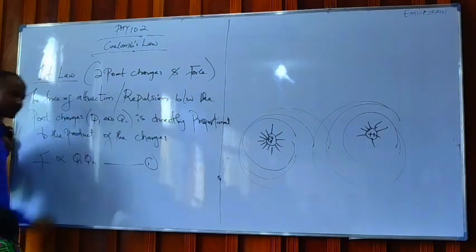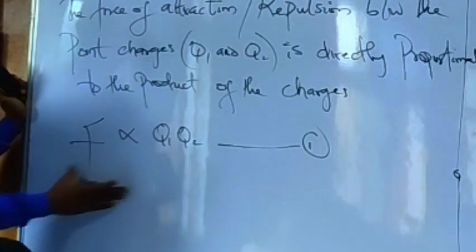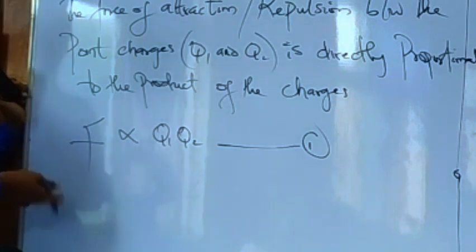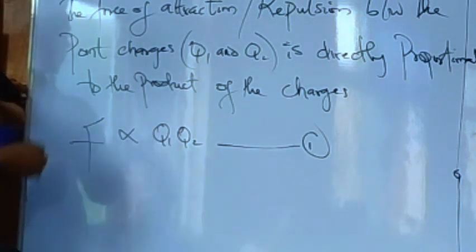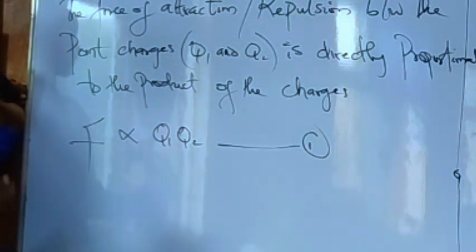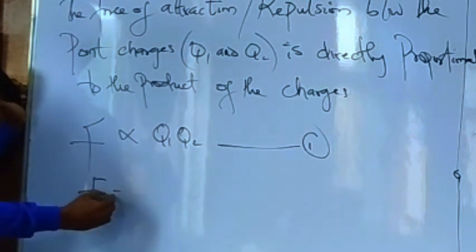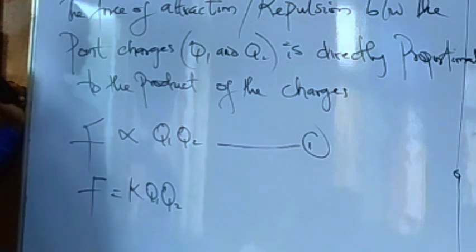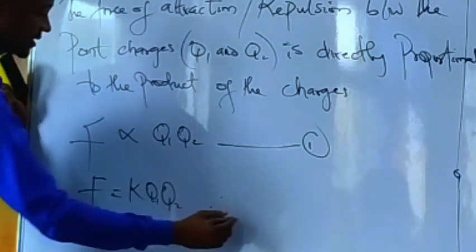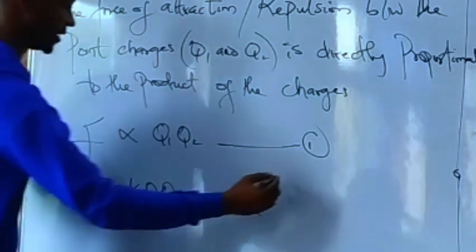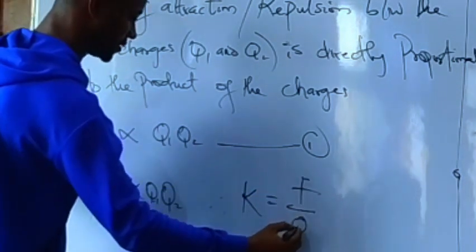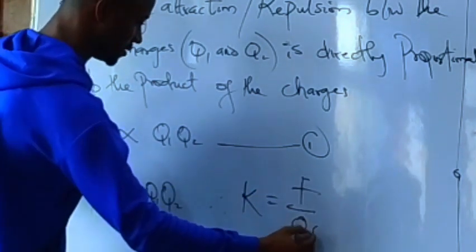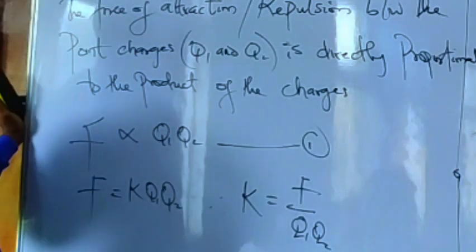From here I can generate a formula. By the time we take off this proportionality sign, what do we do? Introduce a constant, right, and an equal sign. So my F equals what? K Q1 Q2. So from here we can say that the value of K is F over Q1 Q2.